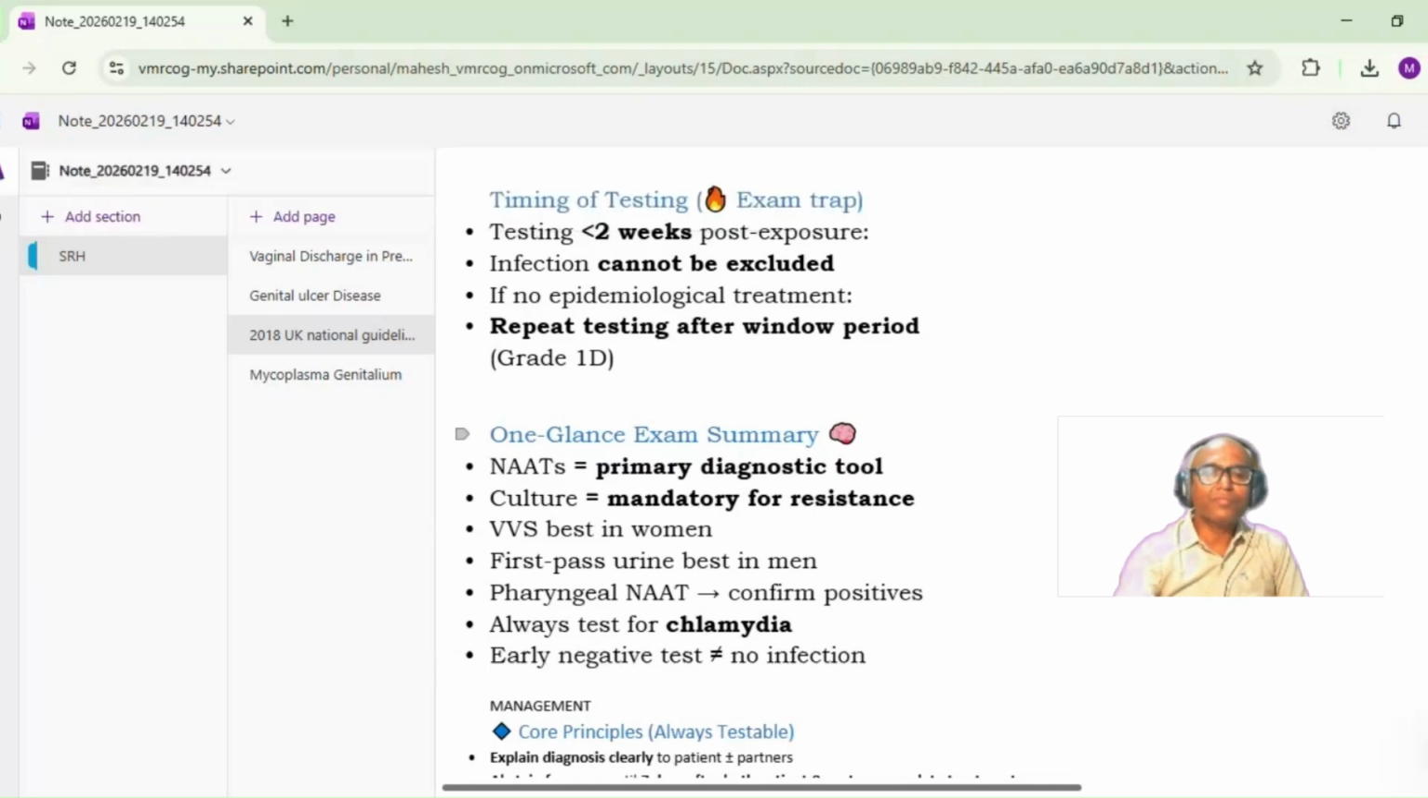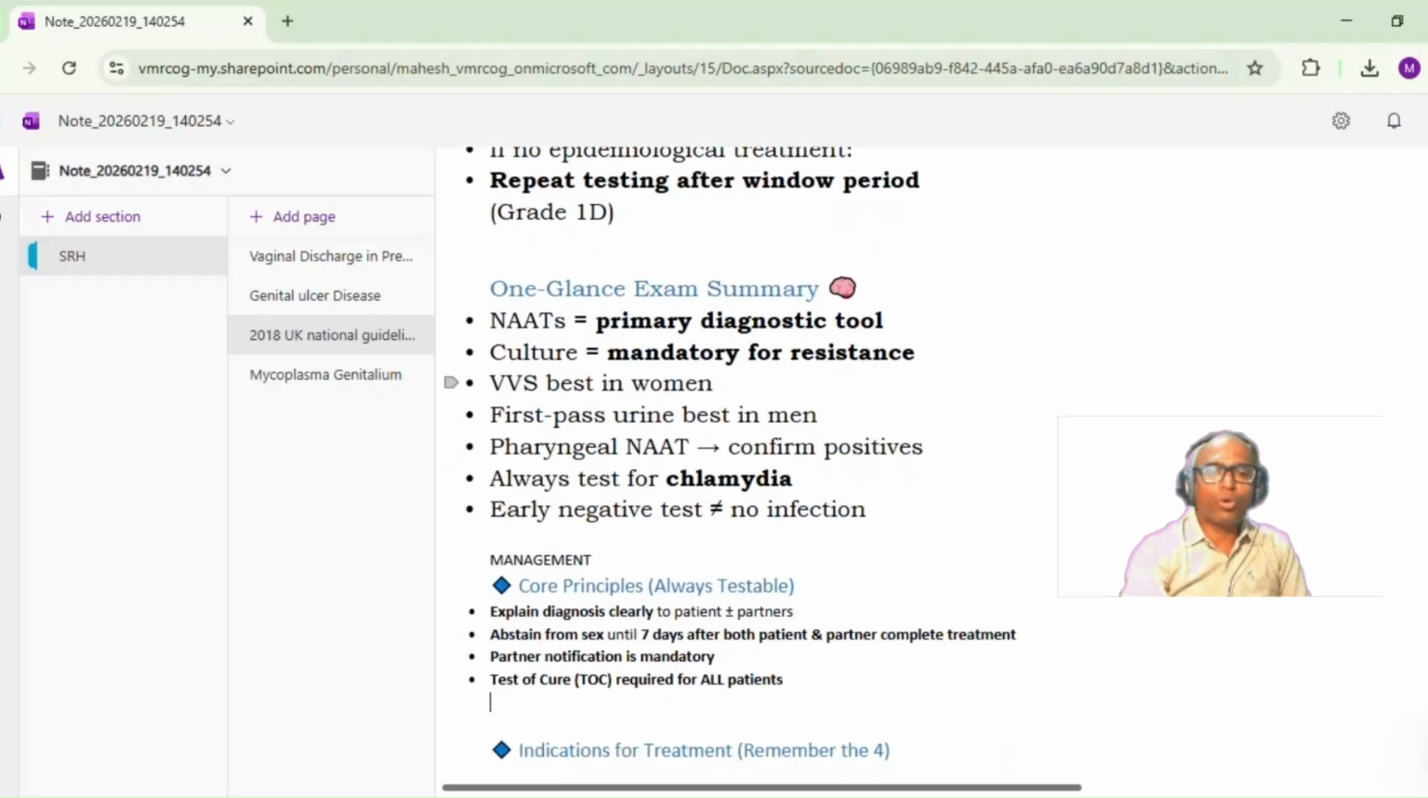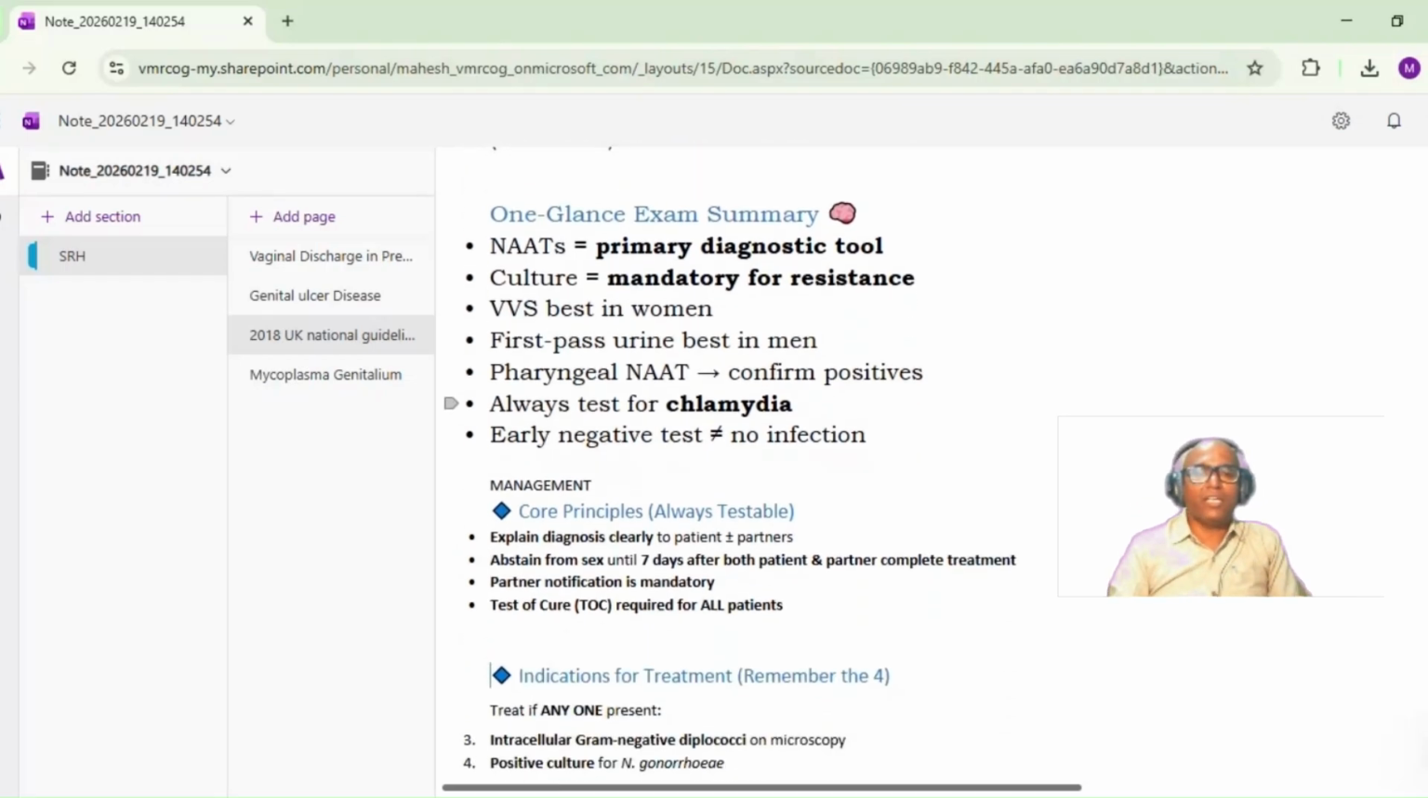Okay. Now coming to the management. The core principle is to explain the diagnosis clearly to the patient, and abstain from sex until 7 days after both patient and partner complete the treatment. Again, this particular option you should remember. So the complete answer will be abstain from sex until 7 days after both the patient and the partner complete the treatment. Partner notification is mandatory and test of cure is required for all patients.